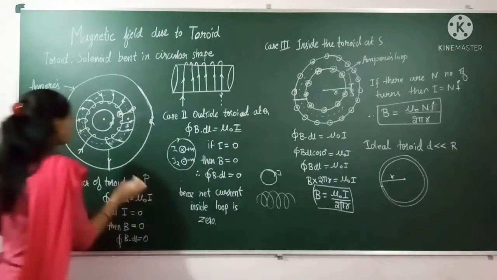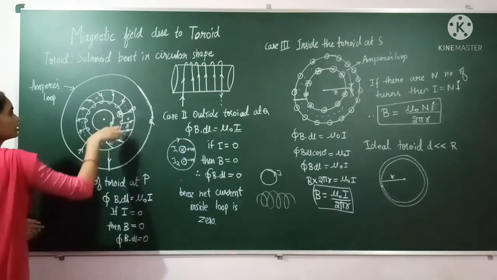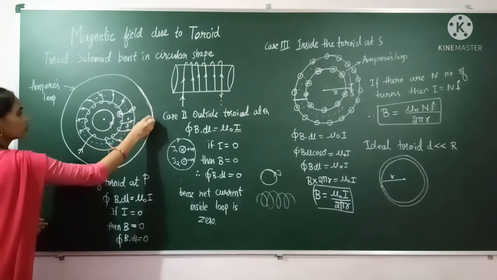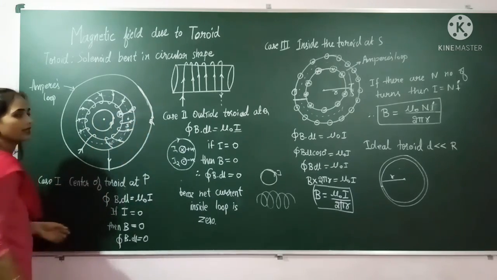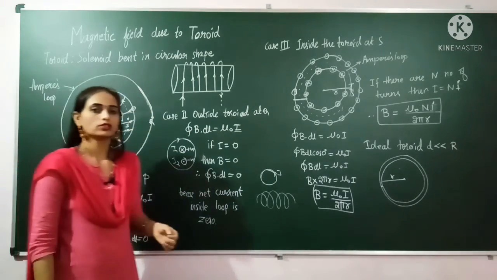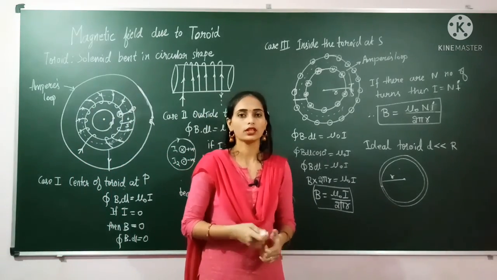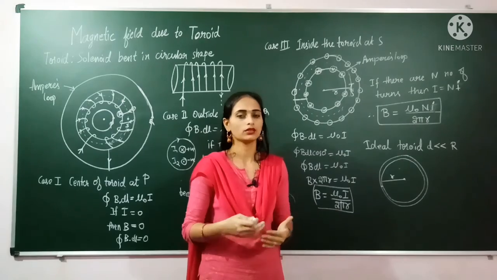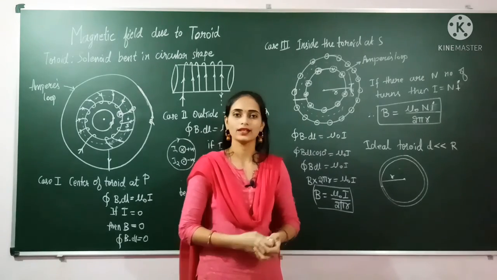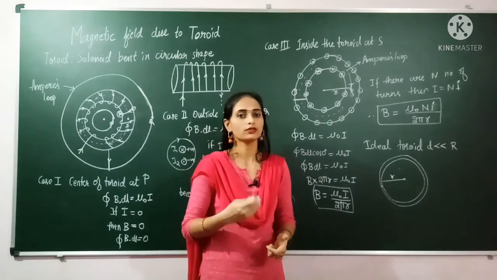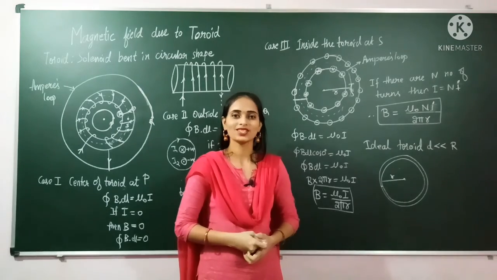Actually, magnetic field is present only inside the toroid. At point P inside and point Q outside, in these two cases, magnetic field will be 0. In the next video we are going to study the force between two currents, where one current and the other current are in opposite directions. In that case, what will be the force? So stay tuned.